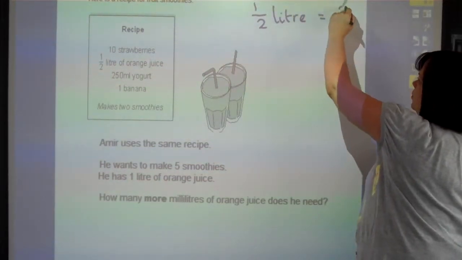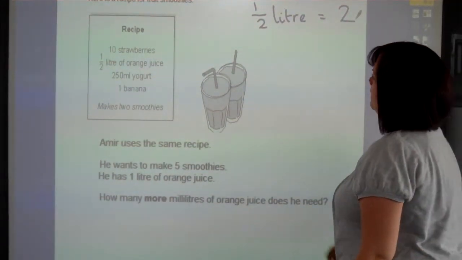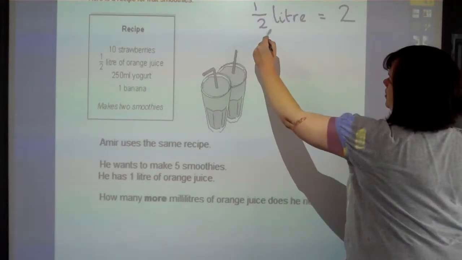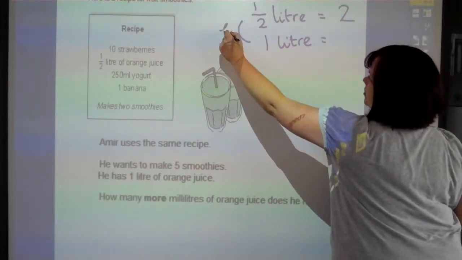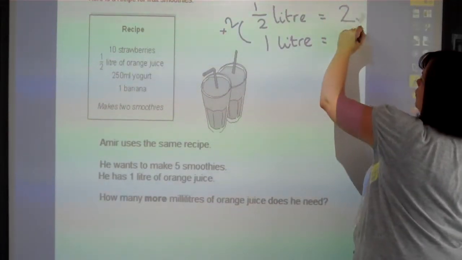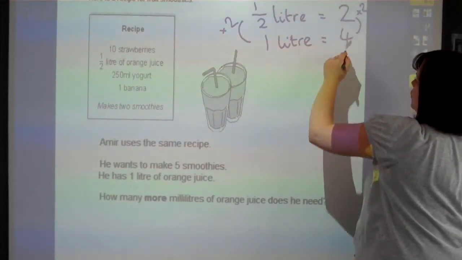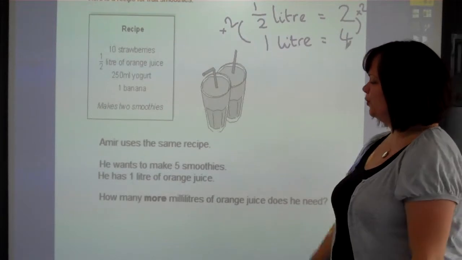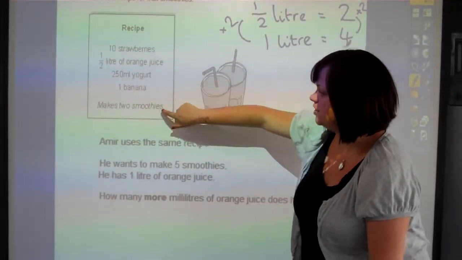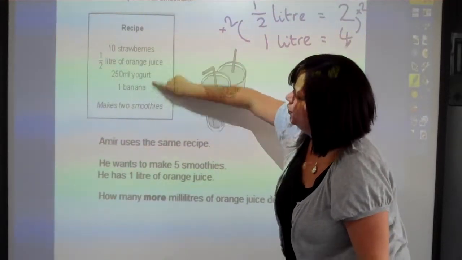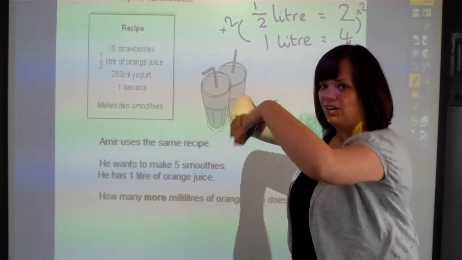So half a litre equals 2. If we doubled this, we'd get 1 litre, wouldn't we? So I've doubled it, I've times it by 2. So therefore I have to times this by 2, and that would give us 4. He doesn't want 4, he wants 5. So what do we need to do to this original recipe? If this makes 2 smoothies, what have we got to do to all these values? We've got to halve them.